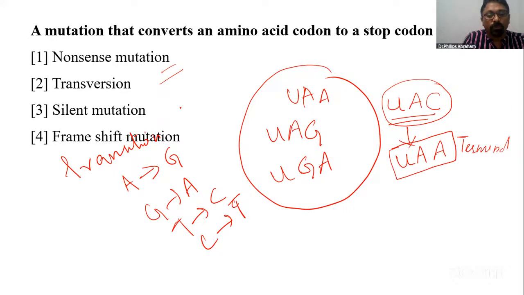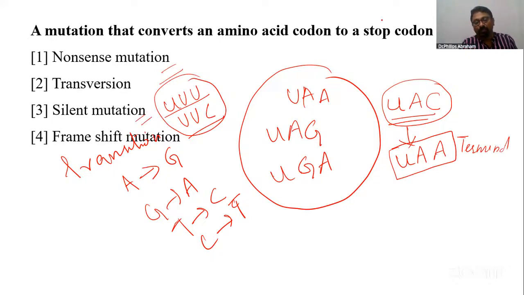Then what is silent mutation? See, UUU stands for phenylalanine. Because of some mutation, it becomes UUC. There is a mutation, but there's no change in the amino acid. Both code for the same amino acid, phenylalanine. That's called silent mutation. Hope you understood that. That's about the mutation part.